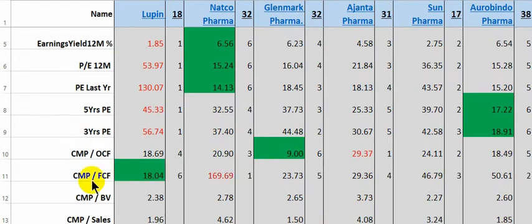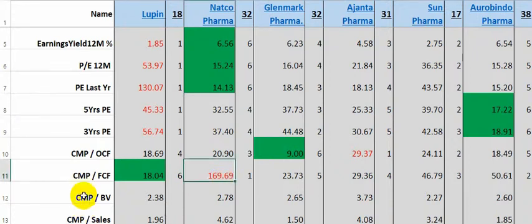So as far as ranking is concerned, price to free cash flow ranking wise, Lupin at 18 times is the cheapest one available, and the most expensive is Natco Pharma, where the price was 169 times higher than its free cash flow generation.